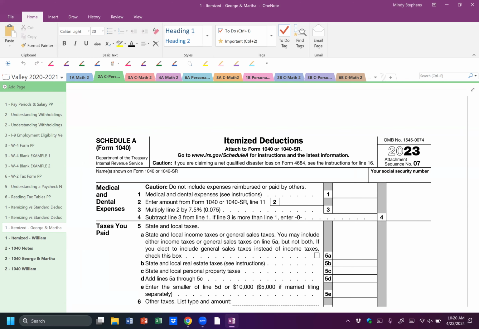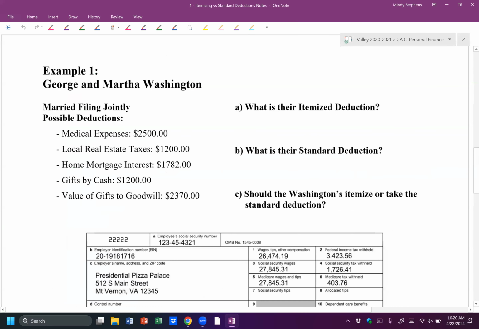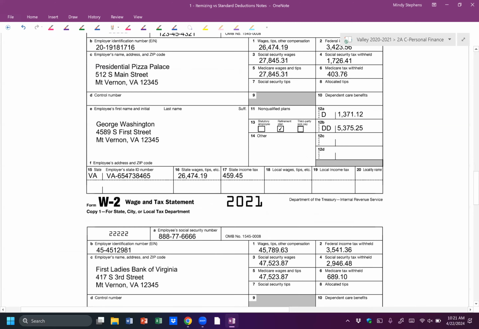Okay? So what we're going to do is look at George and Martha Washington's information. You see right here, it says possible deductions, and we have a list of deductions and how much they cost. We're going to use those numbers to help us fill out the itemized deduction tax form to know if we're going to itemize or do a standard. These three questions we're filling out after we fill out the form. So we fill the form out, then we can answer those three questions. The form is going to be based on that list of possible deductions. And also we're going to have to get a couple things out of this W-2.